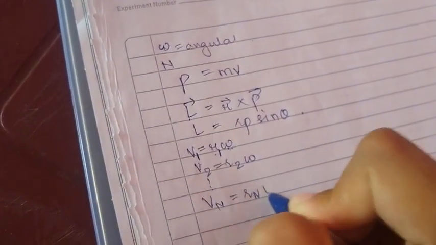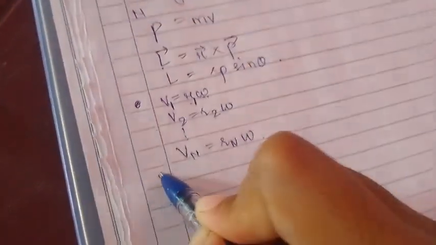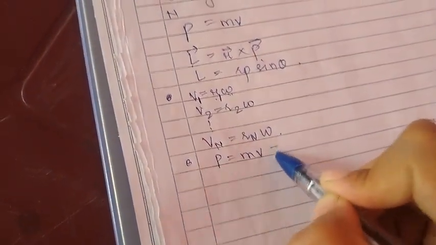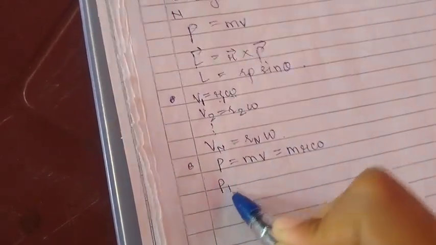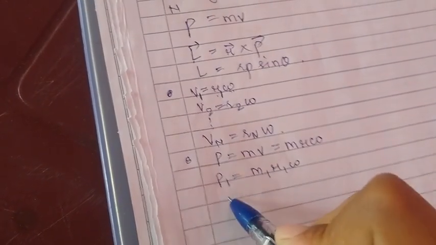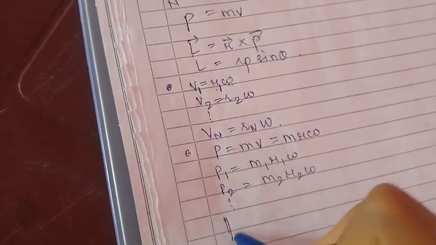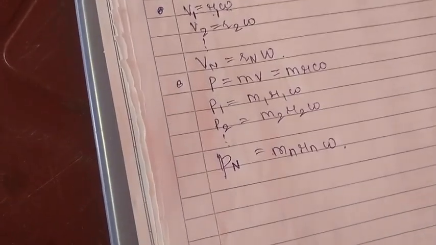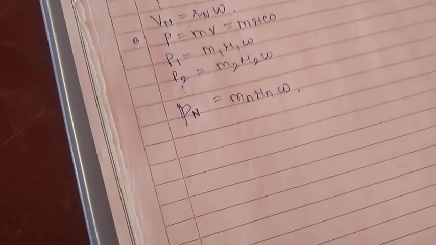For the nth particle, vn is equal to rn omega. Now, this was the first part. Coming over to the momentum, it is given as mass into velocity. So as v is r omega, you can write momentum as m r omega. For the first particle, you can write m1 r1 omega. For the second particle, the momentum is m2 r2 omega, and so on. For the nth particle, momentum is mn rn omega.